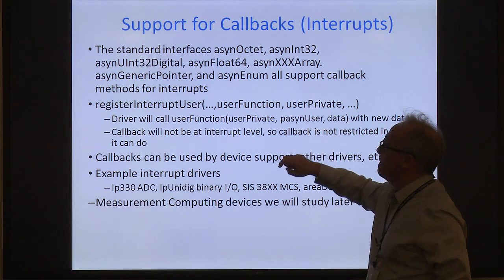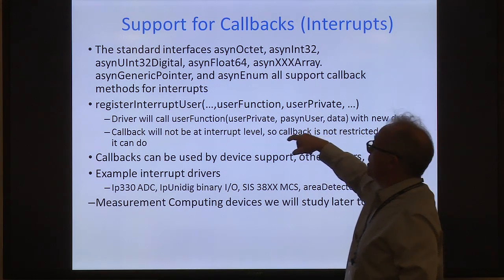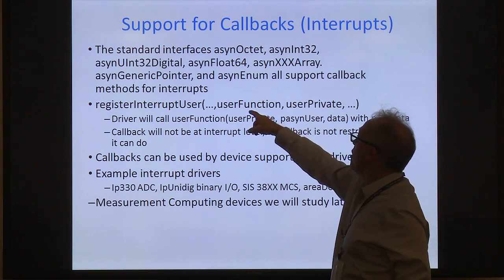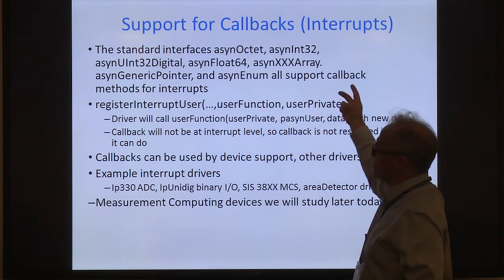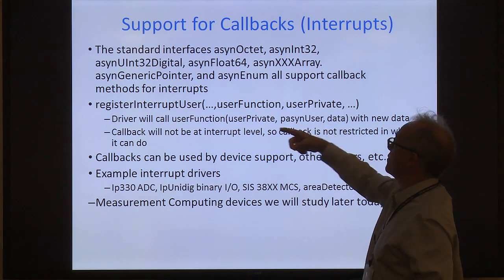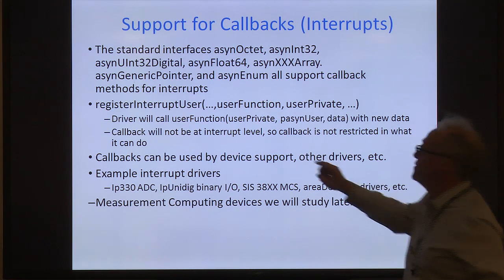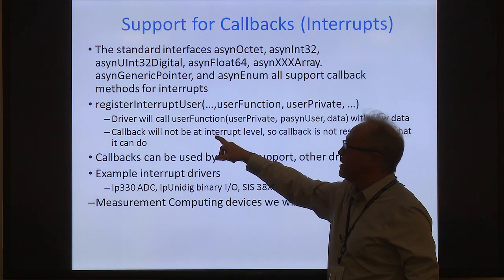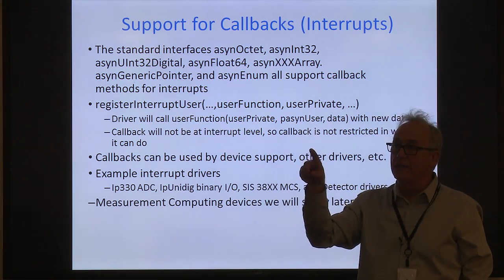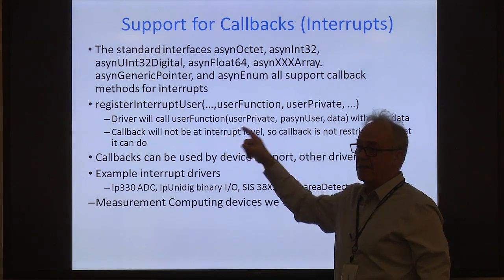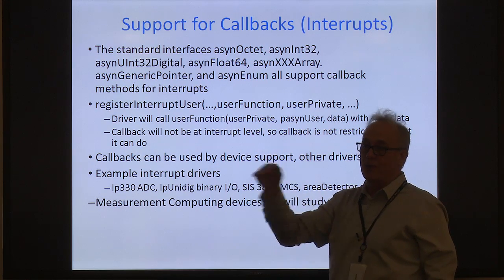So the client says register interrupt user, gives it a callback function, a pointer to some private data, and then the driver will call that function anytime there's a change in that parameter. The good thing is that if you're working in a real-time operating system like RTEMS or VxWorks, this callback won't be at interrupt level, so you can be guaranteed that you can do anything you want.